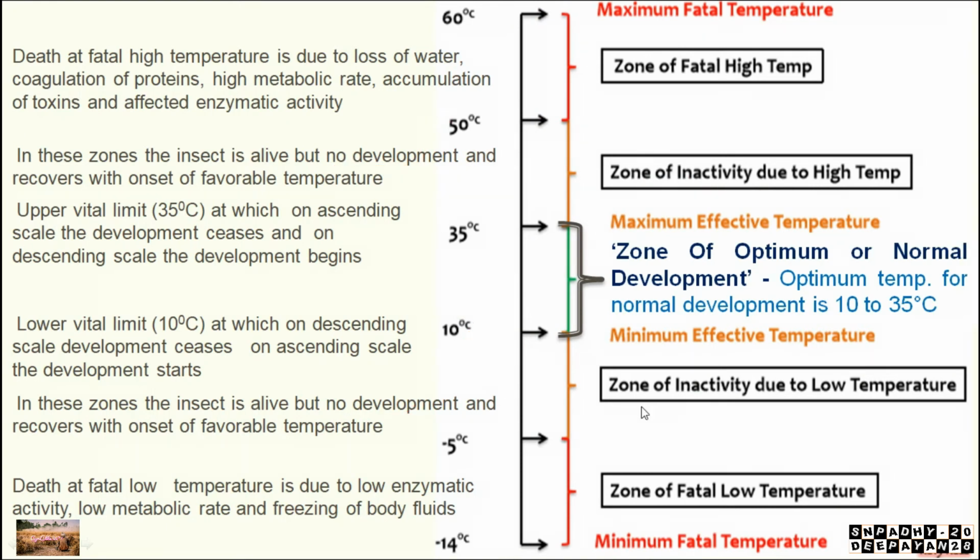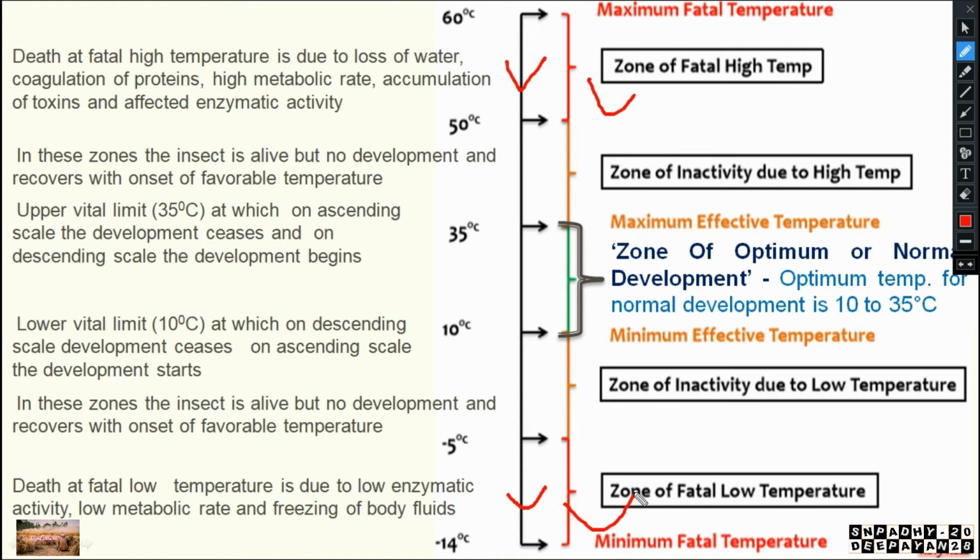So which one is left? These two zones are left now. What are those zones? Zone of fatal. That means here the death will occur. It may be due to high temperature, like 50 to 60 degrees centigrade. It may be due to low temperature, that means -5 to -14 degrees centigrade. Zone of fatal high temperature, zone of fatal low temperature.